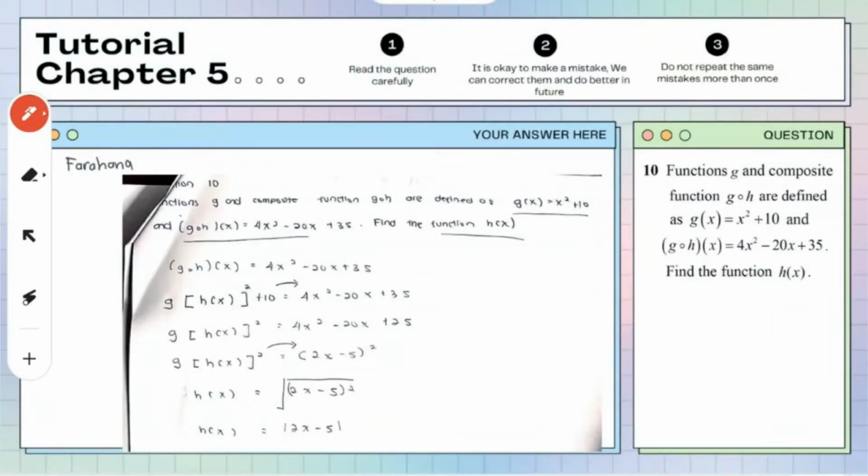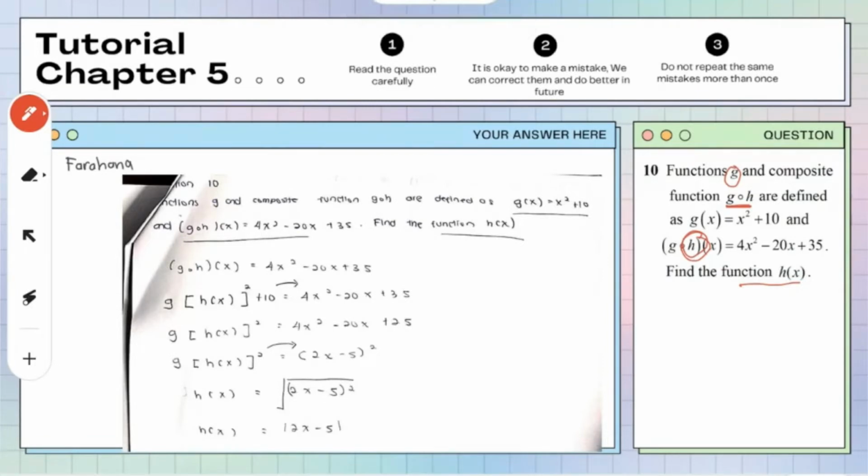This time dia bagi function g dan juga the composite function g of h. Okay, so yang hilang adalah function yang berada di dalam ni. Okay, so yang dalam ni senang je lah kan. Kita gantikan sahaja hx into our function. So here gantikan hx dalam x square dan juga x here. Okay, this one is correct.